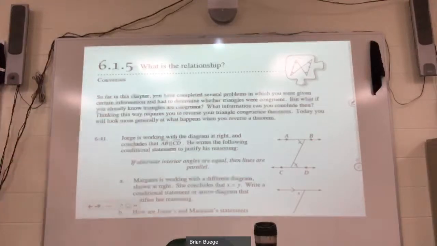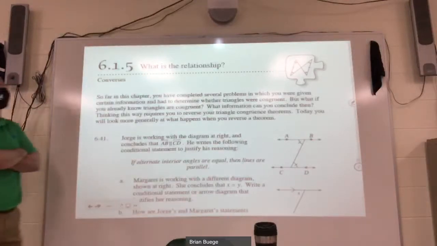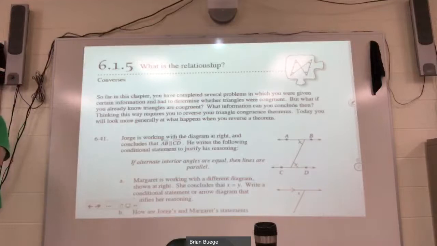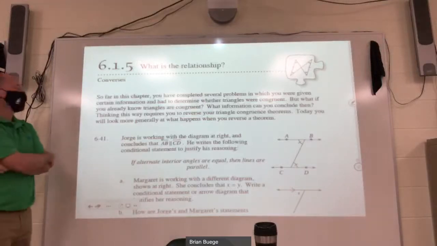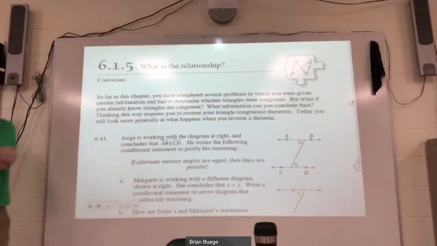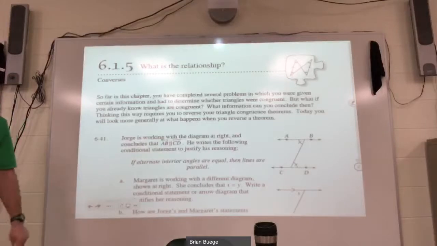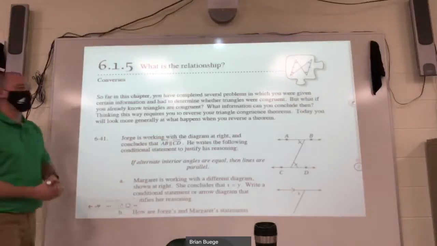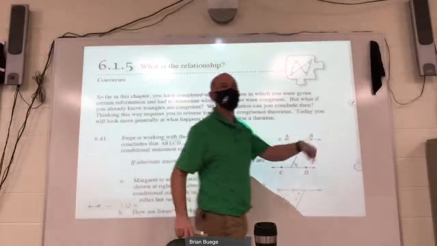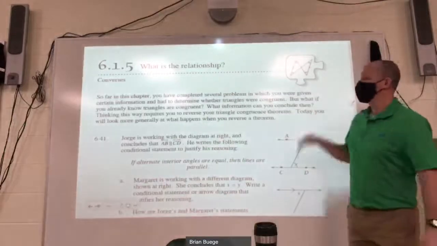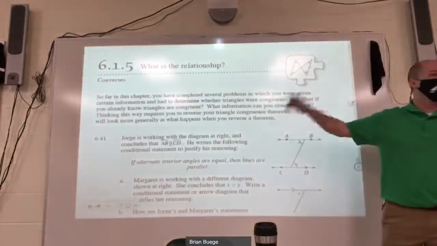So far in this chapter, we've completed several problems in which we were given certain information and had to determine whether triangles were congruent. We've been doing that the whole time. But what if you already know that the triangles are congruent? What information could you conclude then? Thinking this way requires you to reverse your triangle theorems. Okay? And today we're going to look more generally at what happens when you reverse a theorem.